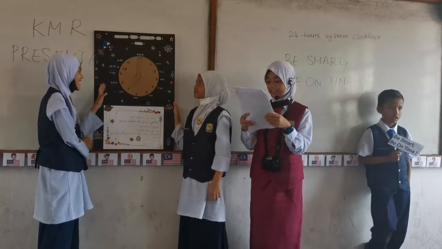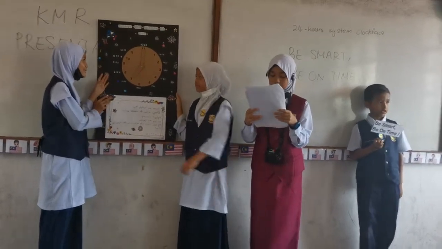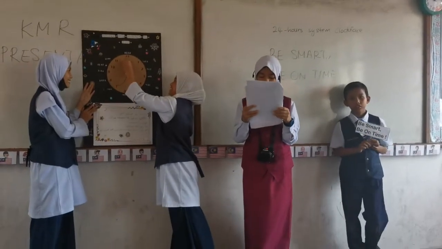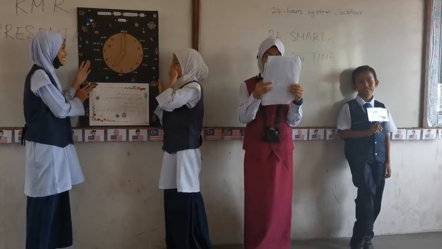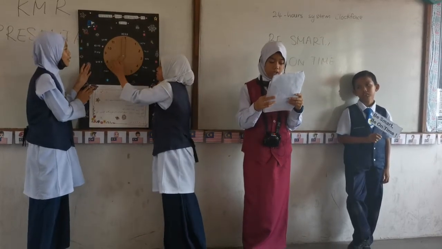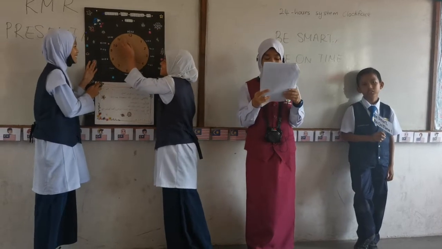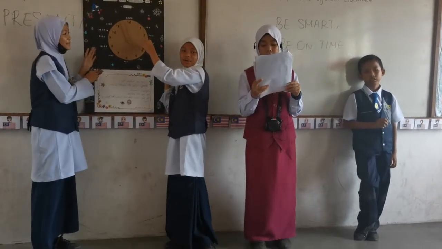For the 12-hour system, 7 o'clock in the morning is 7:00 a.m. 4:30 o'clock in the evening is 4:30 p.m. In the 24-hour system.